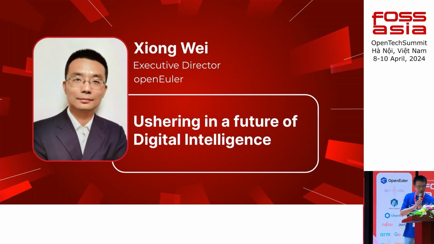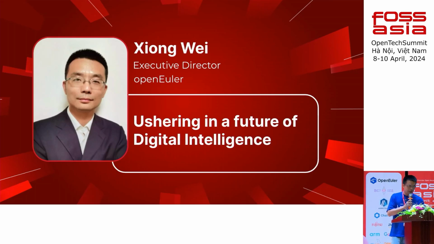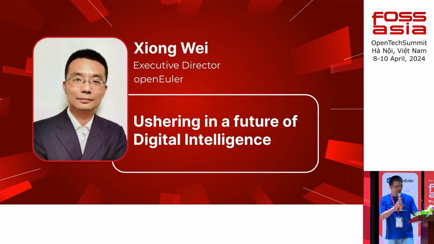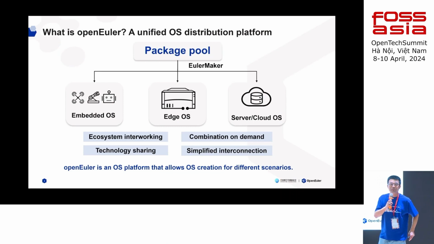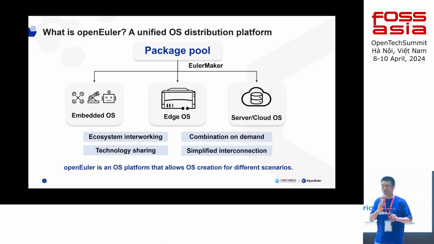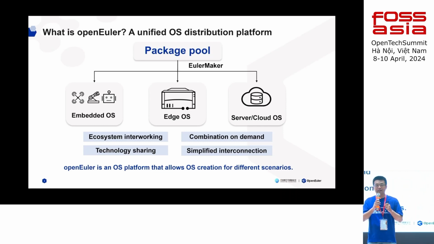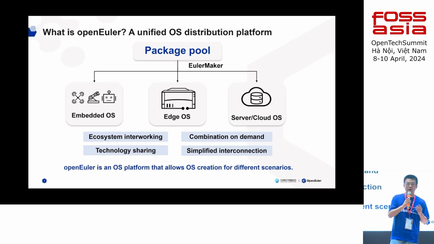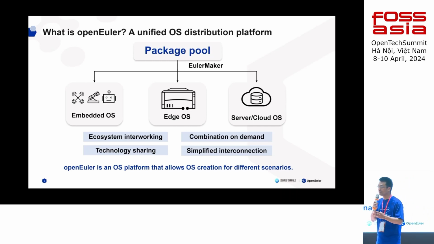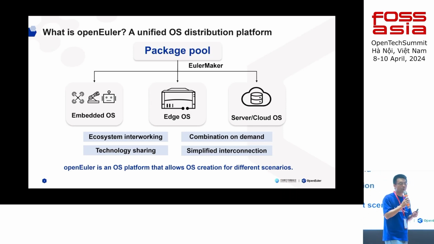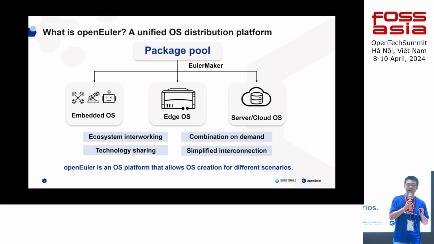Okay, let's do some brief introduction of openEuler. I'm the executive director of openEuler. If you want to use some simple words to explain what openEuler is, I think there are three technical labels for openEuler. The first one is all scenarios. When we're talking about the OS, it is very complicated, from cloud, server, edge, to embedded. It's a very different kind of scenario. How to make the OS meet different scenarios, that is the key question for operating system developers.